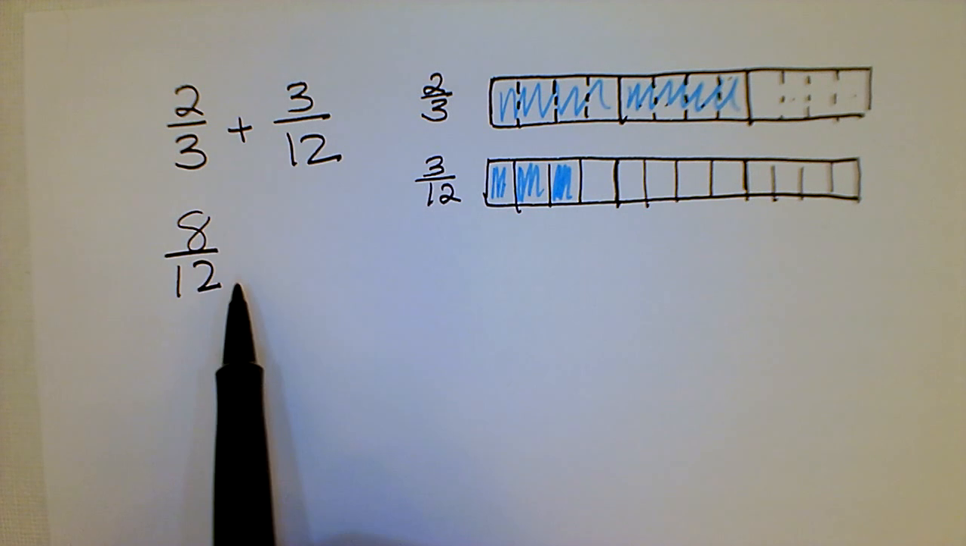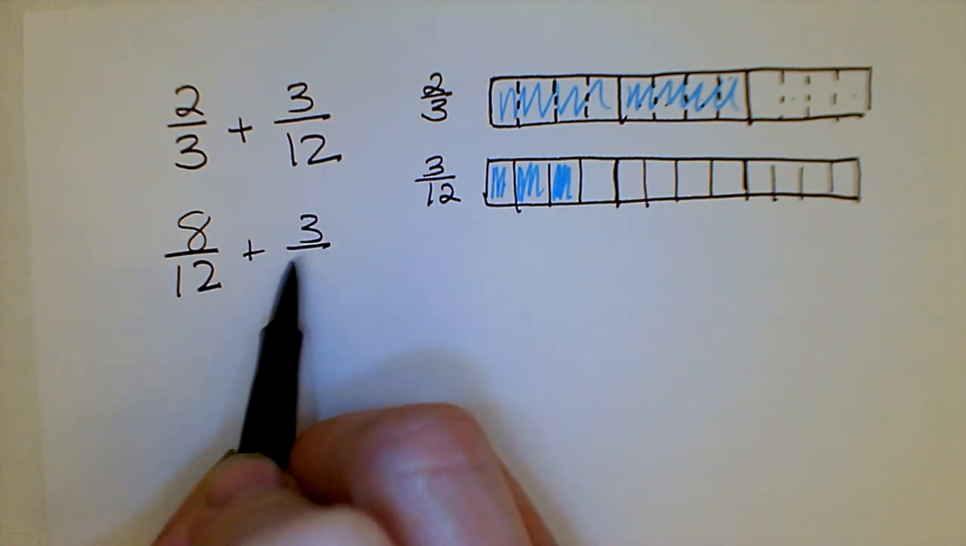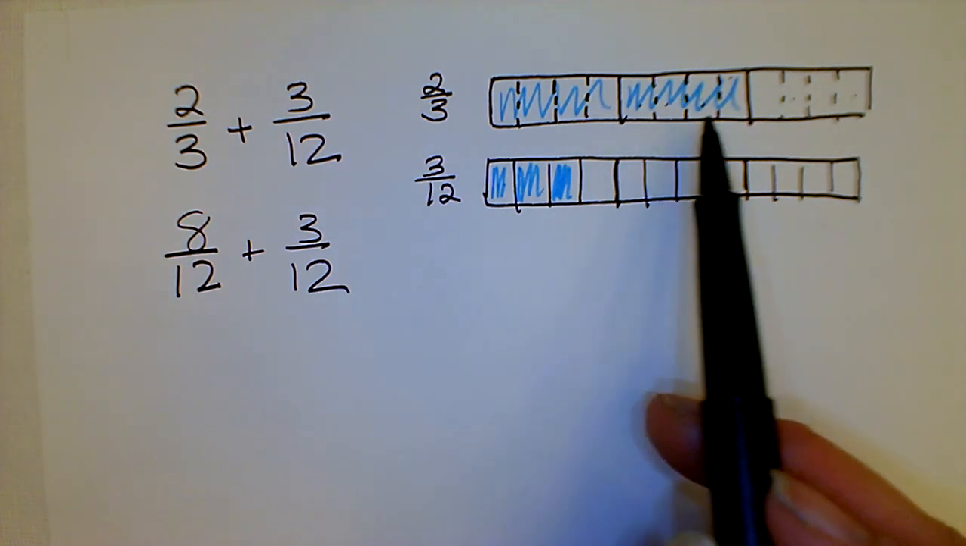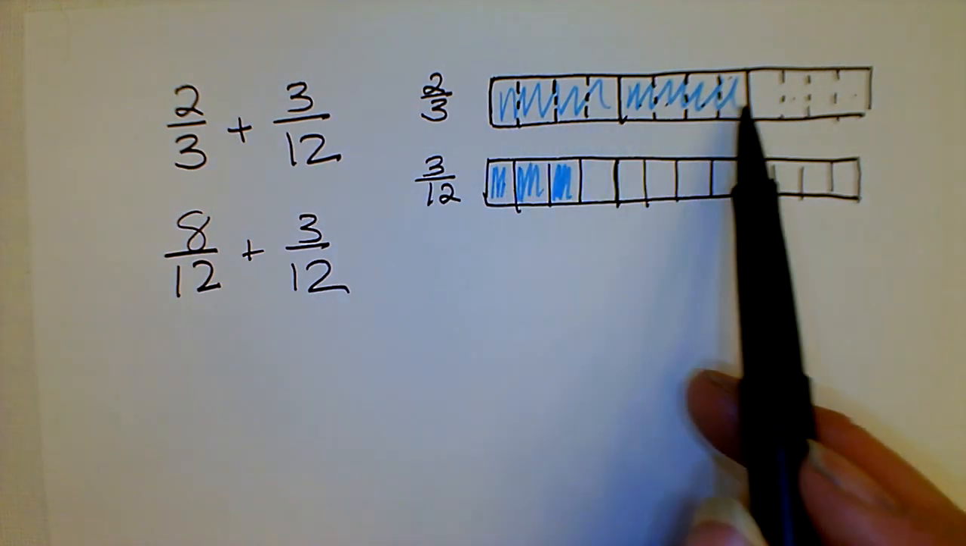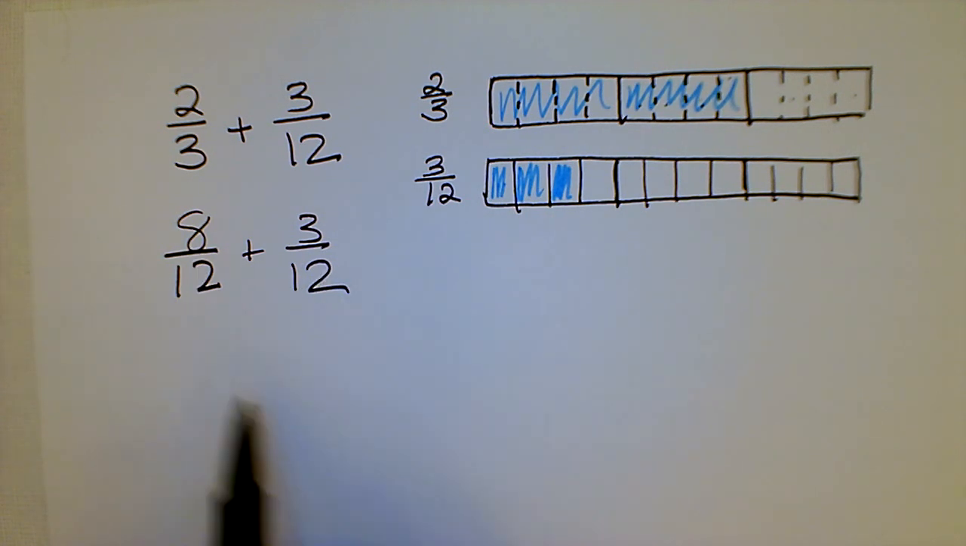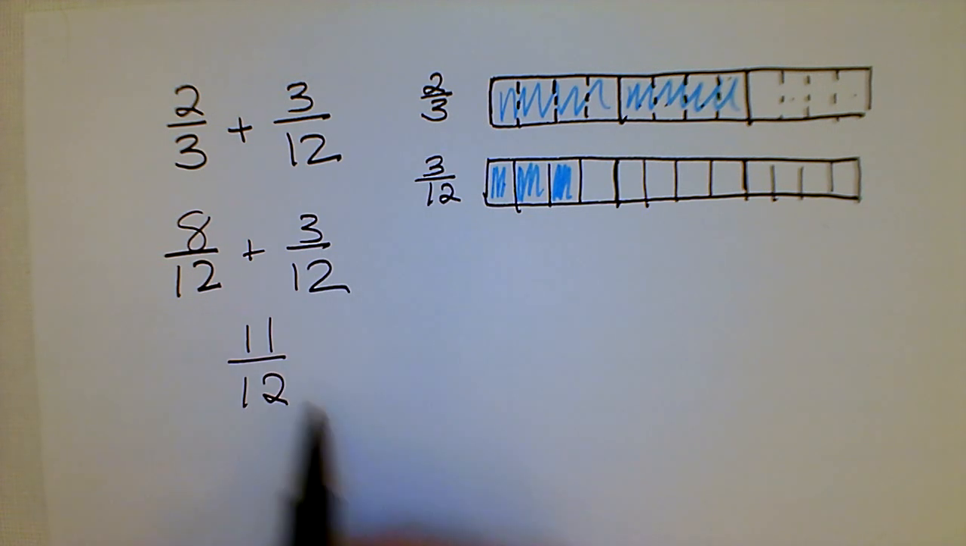So now we get to add 8 12ths plus 3 12ths. And the 3 12ths came from the bottom fraction. And then I could just actually count them up, 1, 2, 3, 4, 5, 6, 7, 8, 9, 10, 11. Or we know that 8 of those size pieces plus 3 of those size pieces is going to give me 11 of those size pieces.